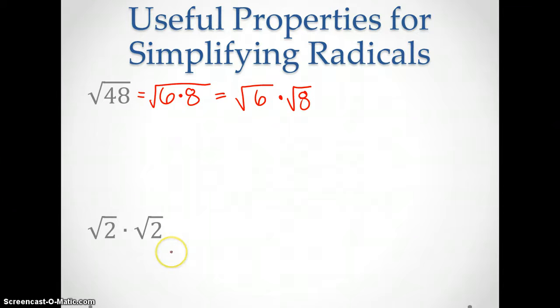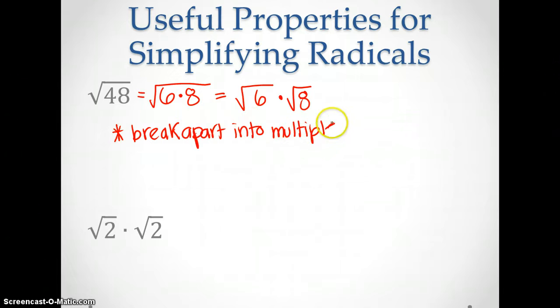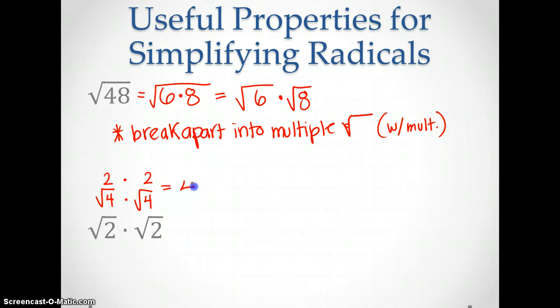And the other thing you want to keep in mind, so first thing is you can break apart into multiple square roots. And I'm going to put with multiplication. You can't use any operation you want. But we can break it apart into multiple square roots. And then also, this second example here is illustrating a property. If you have the square root of 2 times itself, or it might be easier to think of something that you know, square root of 4 times the square root of 4. Well, both of those are 2. 2 times 2, if we simplified that, the answer is 4.